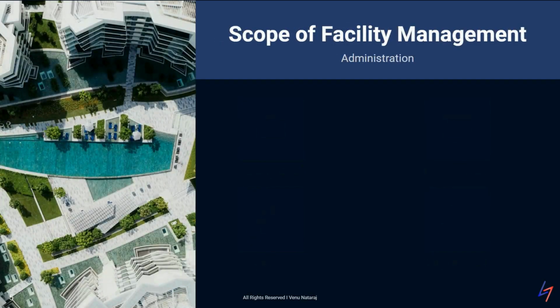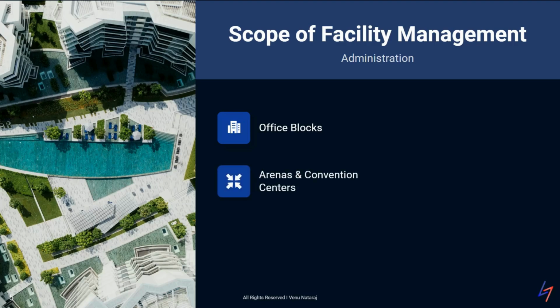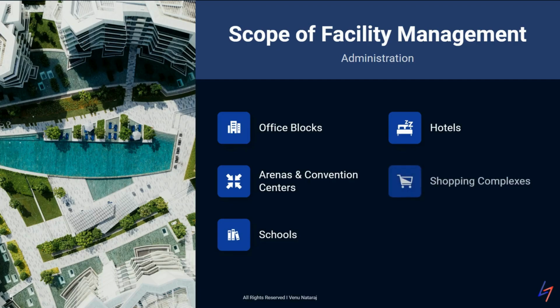The administrative part of the scope extends across various types of buildings, including office blocks, where facilities management ensures optimal working conditions and safety. In the case of arenas and convention centers, which need robust event management and security protocols. For schools and educational institutions, facilities management focuses on creating safe and effective learning environments. In hotels, facility management ensures guest satisfaction through excellent maintenance and housekeeping. In shopping complexes and hospitals, where operational efficiency and cleanliness are paramount, facilities management focuses on those areas.